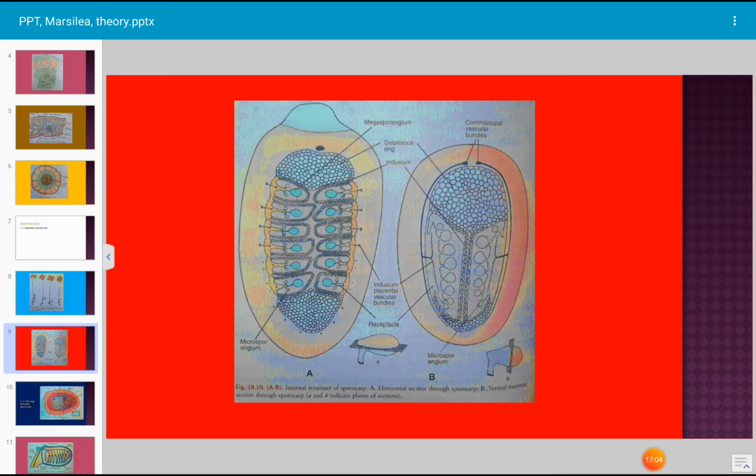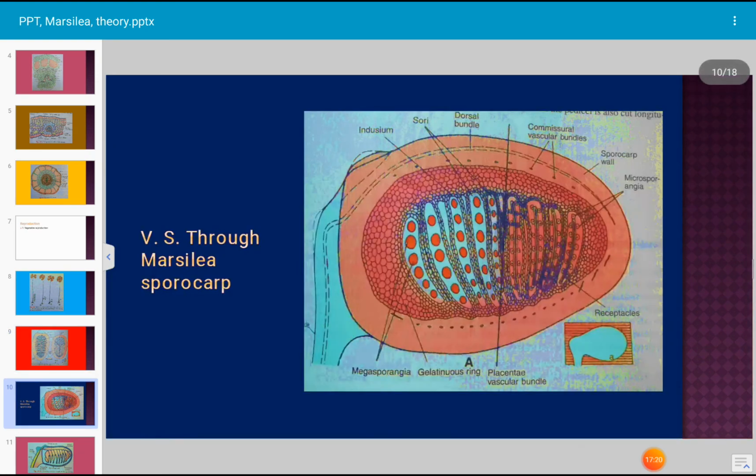In the inner region of the sporocarp, only two chambers of sori are seen, surrounded by separate indusia. The dorsal bundles are also seen. Each sorus possesses a receptacle which bears both micro and megasporangia.